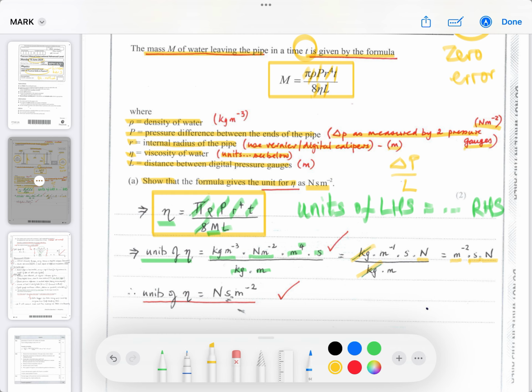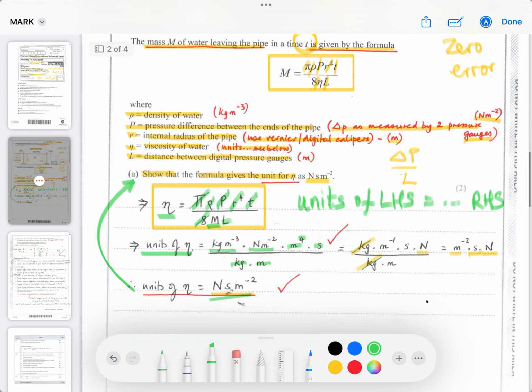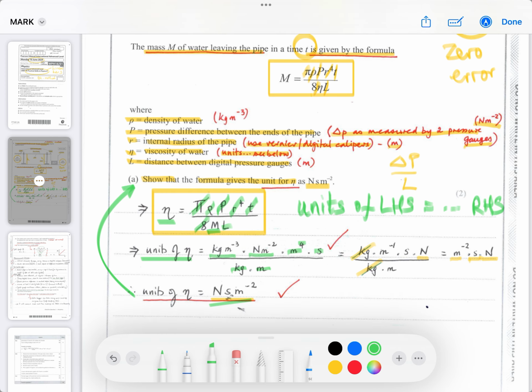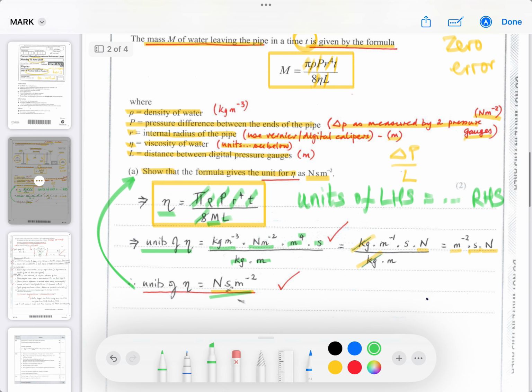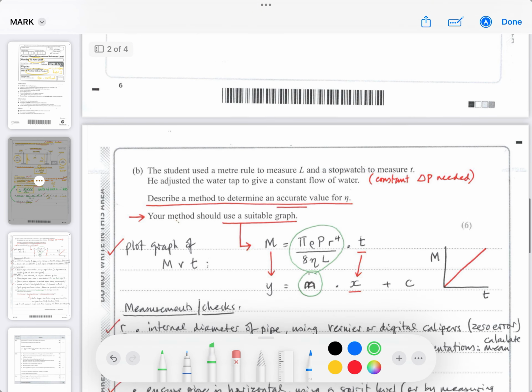So if you change that around, you can get it into the form that they've asked you to do. So we have shown that the units of the left-hand side, eta, is equal to newtons, seconds, meters to the minus 2. And there you have got your 2 marks. Quite a lot of work for 2 marks, but a very good skill to practice before Monday's exam. Being able to work out any unit is one of the skills of physicists.